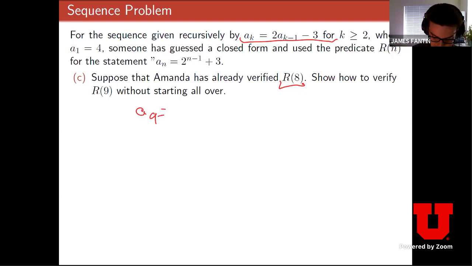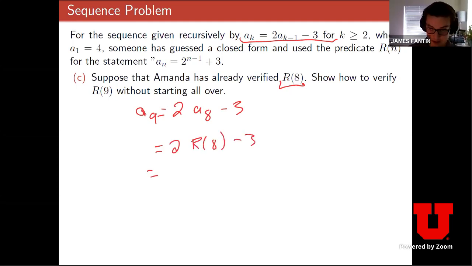So a sub 9 is equal to 2a8 minus 3. We know a8 is the correct value, so we can go ahead and plug that in. So that'd be 2 times whatever R8 gives, minus 3. We solved this on the previous page when we found what R8 was. And for R8, we can use the closed form formula just so you can really see it here. So we use the closed form formula for R8.